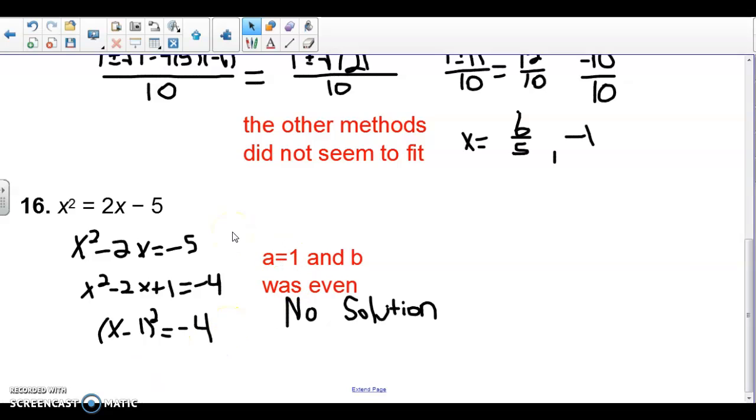So those are the problems you're going to have today. There's going to be a few problems where you have to choose what method you want to use and then solve the quadratic equations.